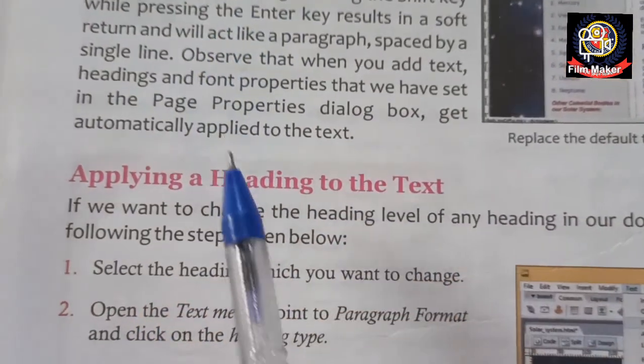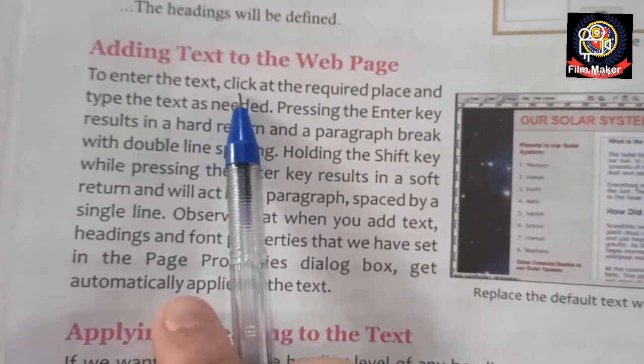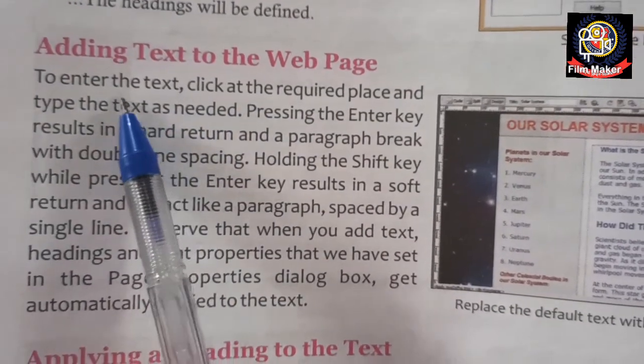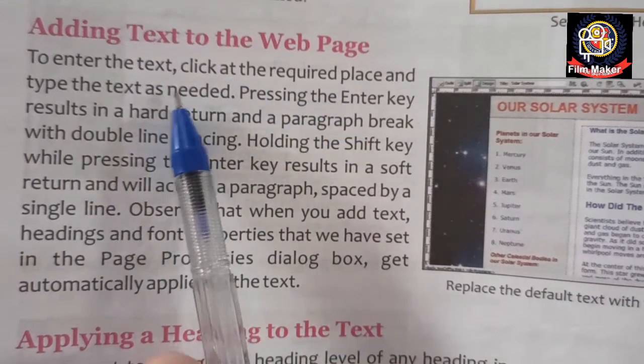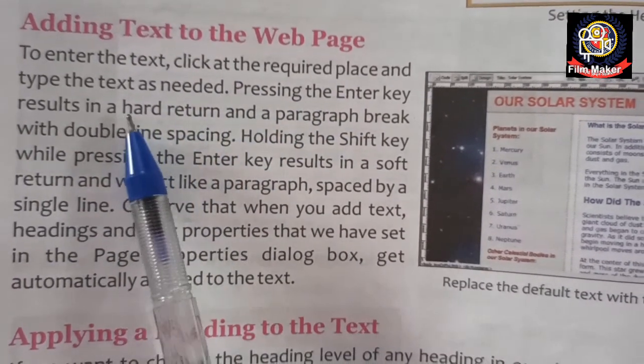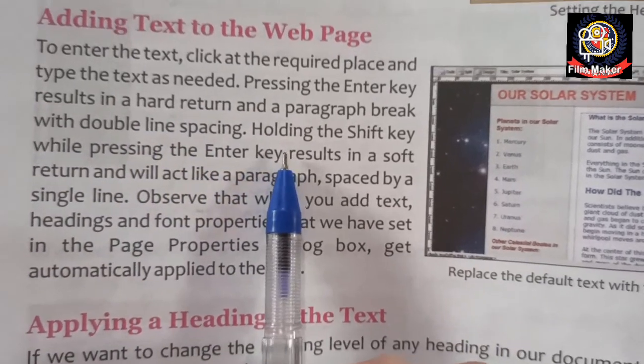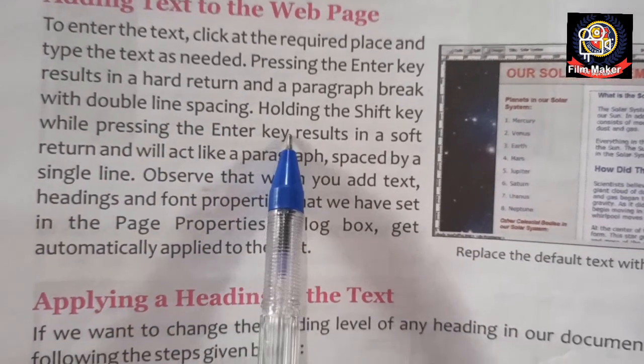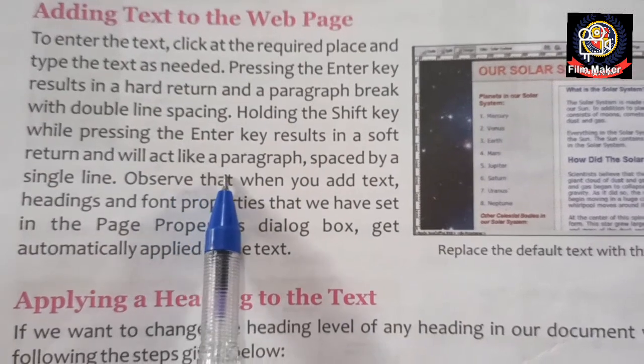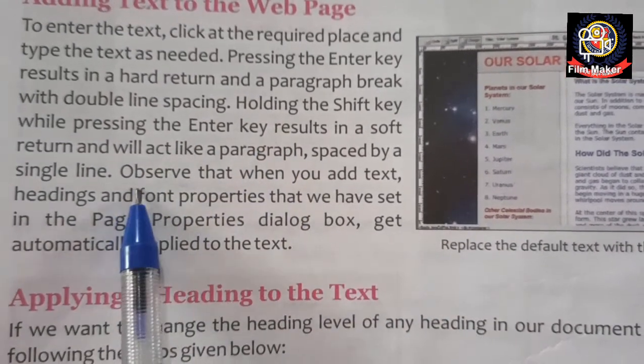Now the next is applying a heading to the text. The next one is adding text to the web page. To enter the text, click at the required place and type the text as needed. Pressing the enter key results in a hard return and paragraph break with double line spacing. Holding the shift key while pressing the enter key results in a soft return and will act like a paragraph spaced by a single line.